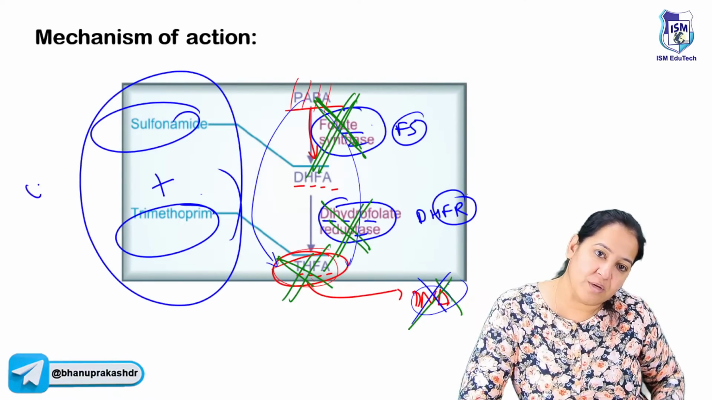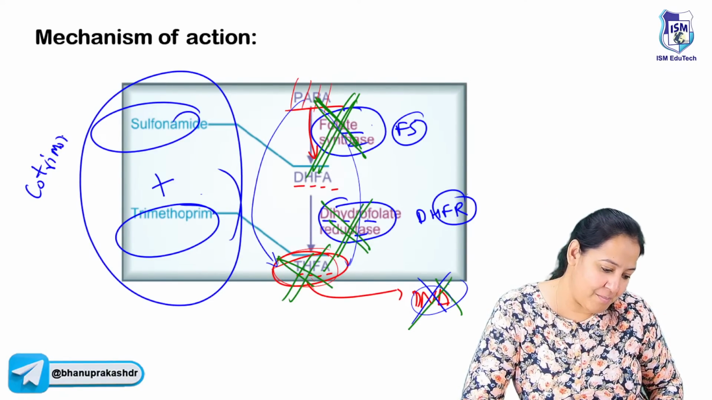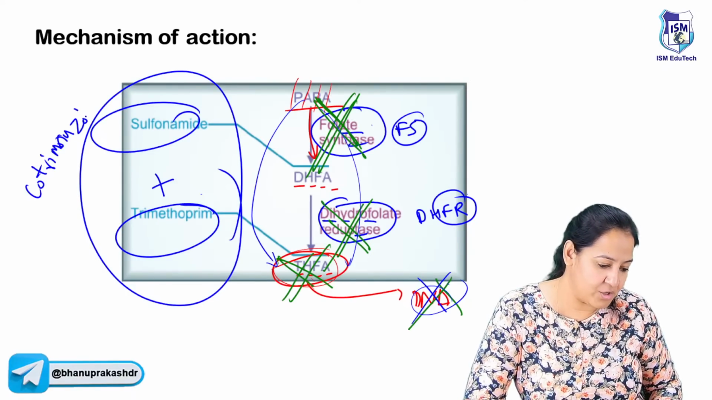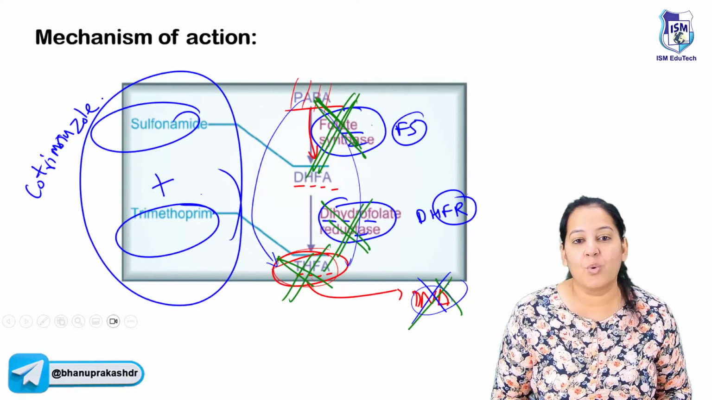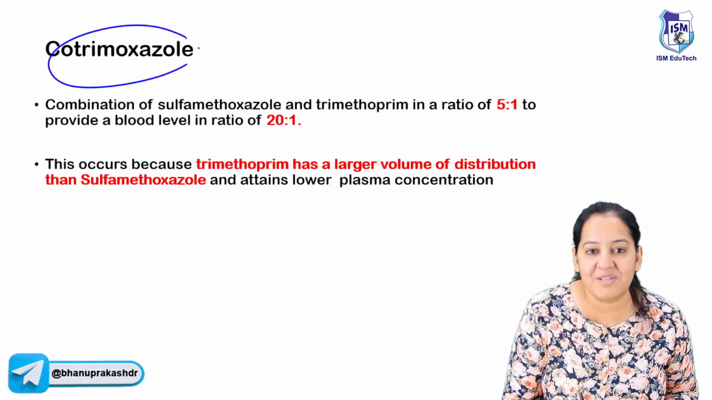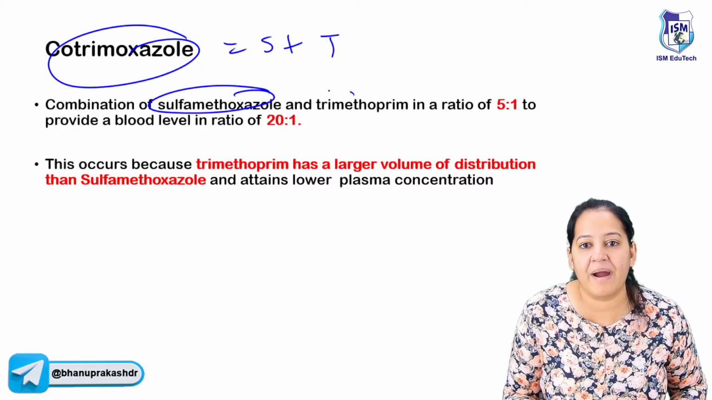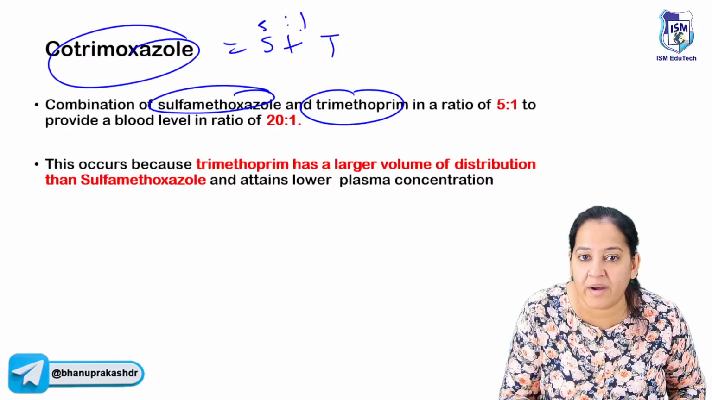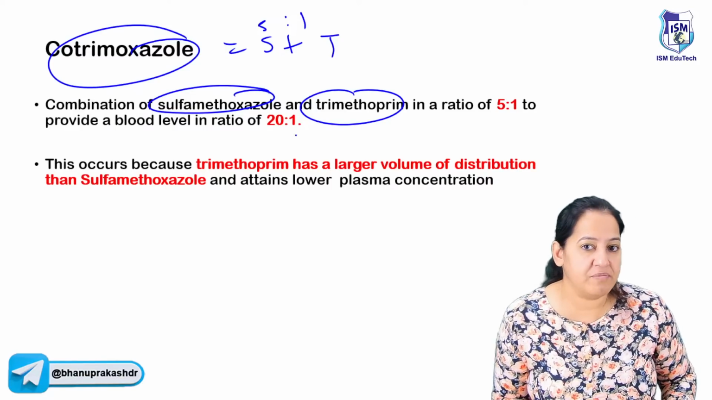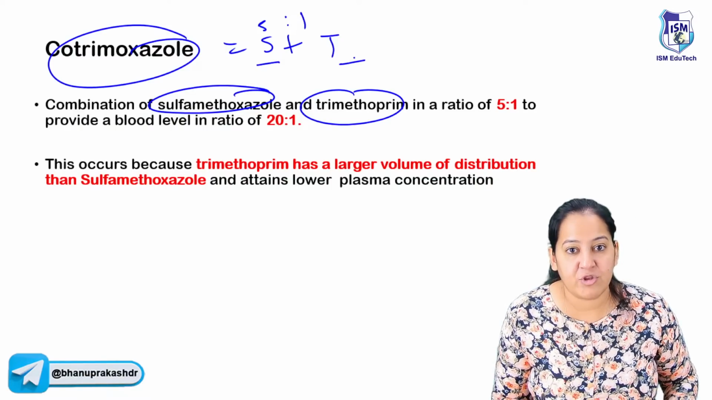So the combination is known as cotrimoxazole. What is the combination known as? The combination is known as cotrimoxazole. So cotrimoxazole is a drug which contains sulfonamide and trimethoprim. It contains sulfonamide and trimethoprim in a ratio of 5:1. It's a question on that. So what is the ratio of sulfonamide to trimethoprim in cotrimoxazole?